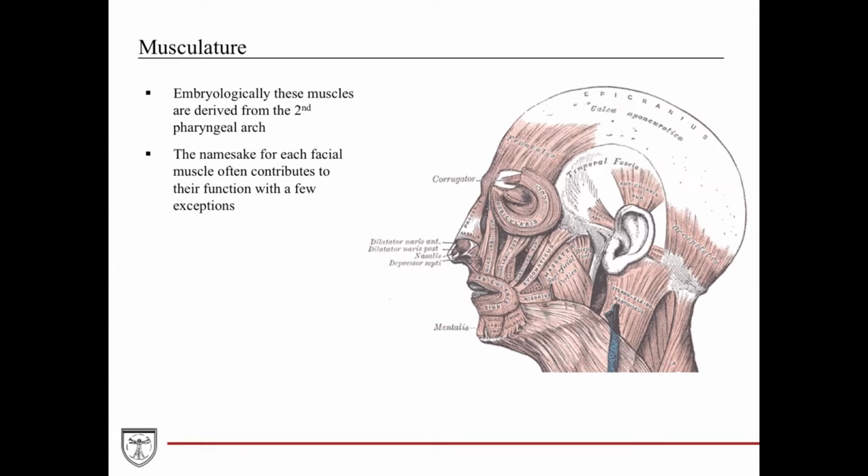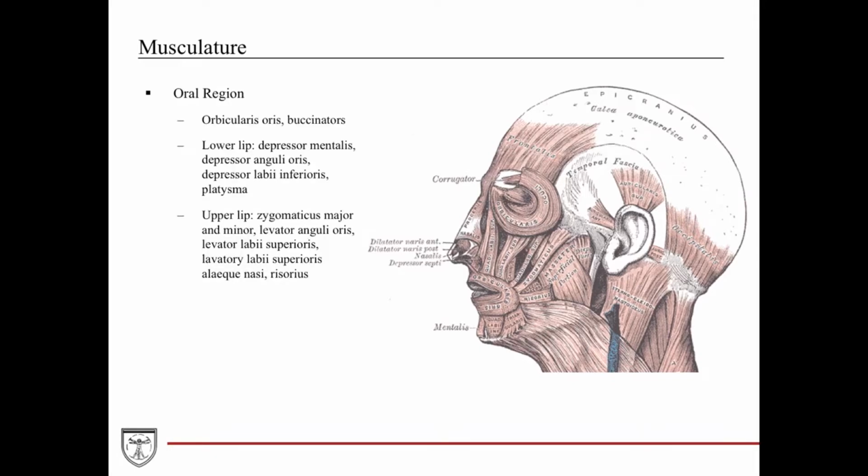By just knowing the names of these muscles, you can pretty much figure out where they're located and what they do. For example, in the oral region, you've got your orbicularis oris, which wraps around the mouth. Over here you can see this is orbicularis oris. You also have your buccinator, which inserts into the cheek region, deep. In the lower lip, you have your depressor mentalis, depressor anguli oris, depressor labii inferioris, and platysma. I'm pretty sure you can assume what all these muscles do. They help with depression of the lower lip and help you frown. Then you have your upper lip, so zygomaticus major and minor.